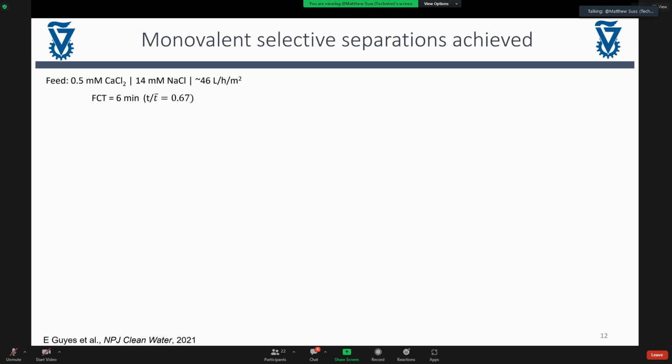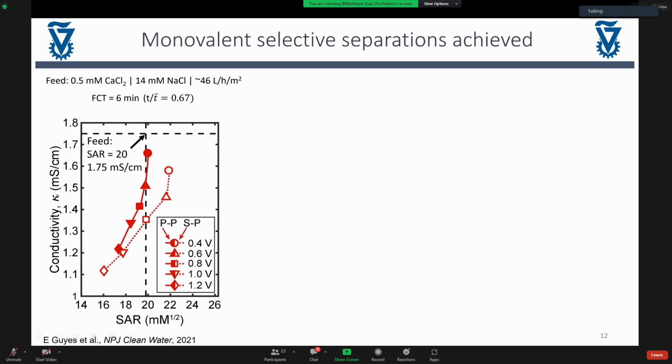And then we can run CDI experiments where we start with a little bit of calcium and a relatively large amount of sodium. And we do shorter charging cycles where we charge to the dimensionless time of 0.67, or 3-minute charging, 3-minute discharging. Okay. And we get some results where here we plot basically the output water quality. So the feed conductivity is this dashed horizontal line at the top. And this dashed vertical line is the feed SAR, which started about 20, so pretty high.